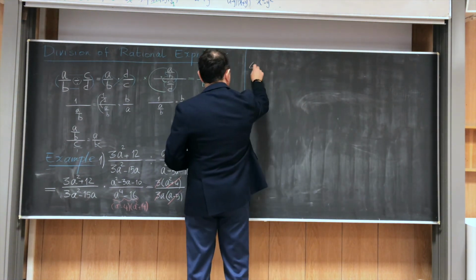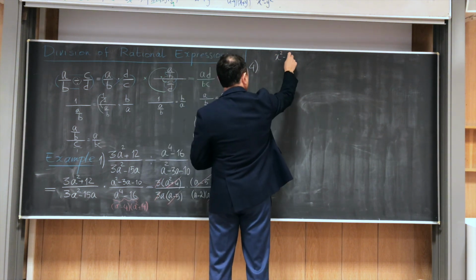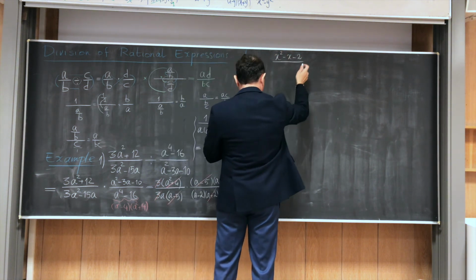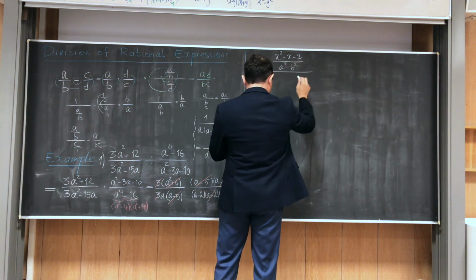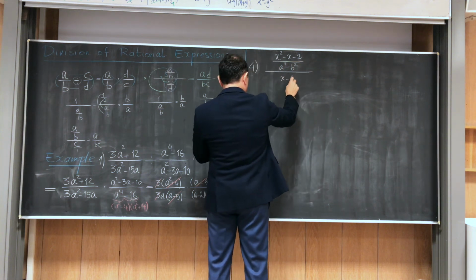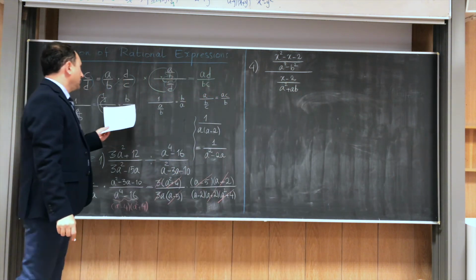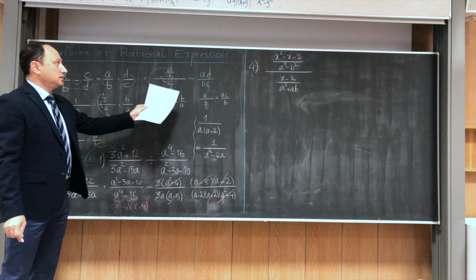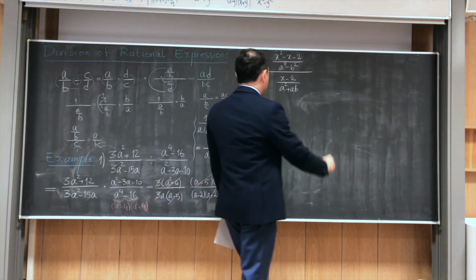So number 4, let me write it in this form. X squared minus x minus 2 divided by a squared minus b squared, divided by x minus 2 divided by a squared plus ab. Okay, so that is this way of writing. A fraction in the numerator, another fraction in the denominator. But the idea is the same.